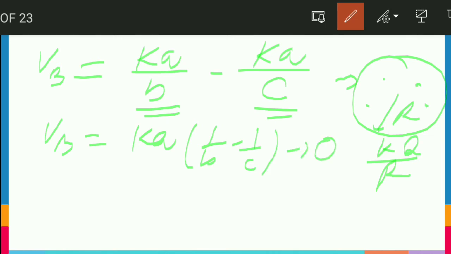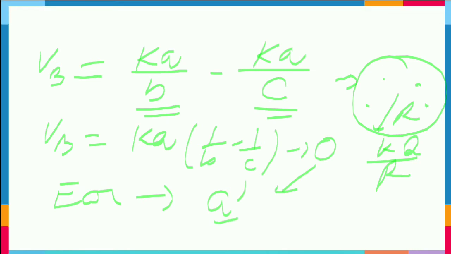This has to be 0. So for this, the earth must supply some charge, let's say q dash, so that we can make it 0. So friends, let's find this q dash, what it will be.